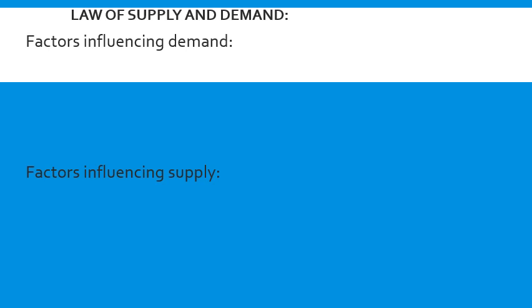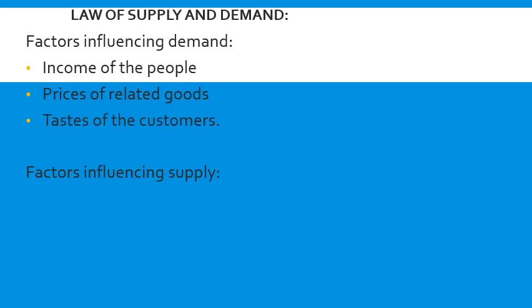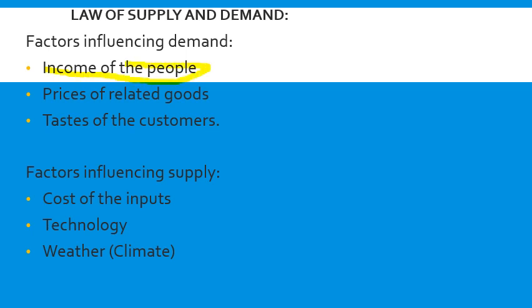Factors influencing demand and supply: income of the people, prices of related products, tastes of the customer. Influencing supply: cost of the inputs, technology, climate. Let me analyze all these factors and try to relate them with one another. Income we have already discussed, because as the income increases, demand increases, especially for costly items. That is what we term income elasticity of demand and supply.